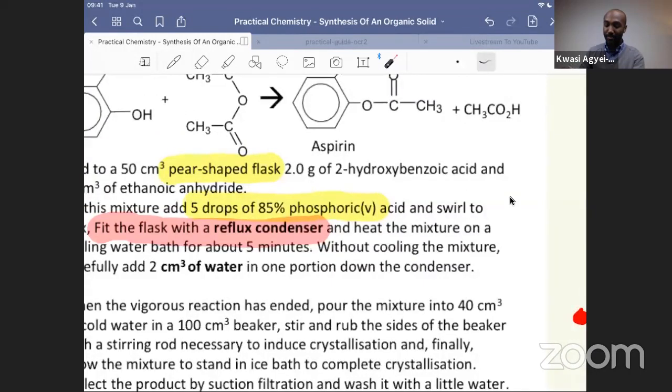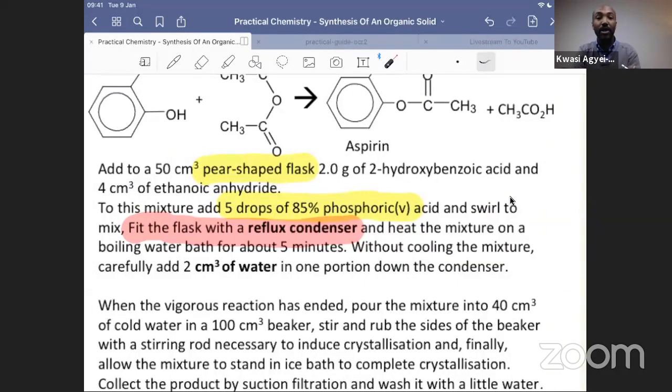And it says to heat the mixture in a boiling water bath. Now you can use a boiling water bath or you can use a heating mantle. The important thing is that you don't want any naked flames around, because often in organic synthesis we've got very flammable reactants, and so you don't want any naked flames around to ignite any vapors. Okay, so using a boiling water bath or heating mantle is what you want to do.